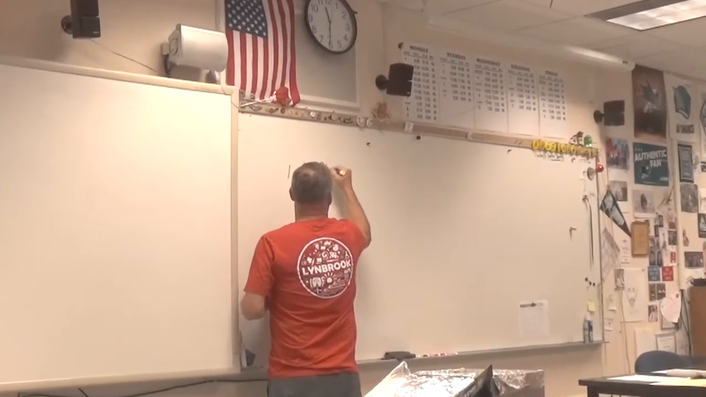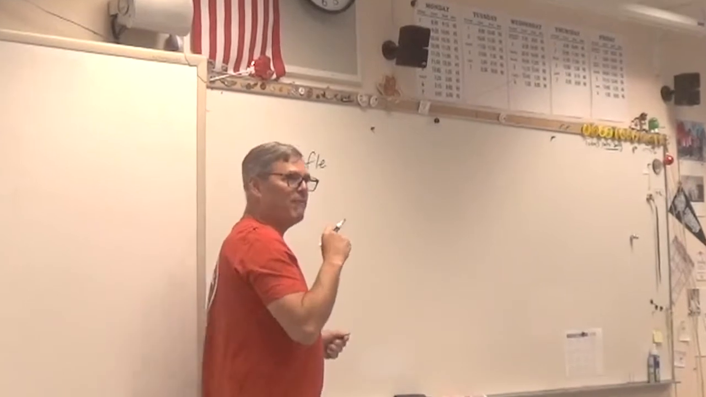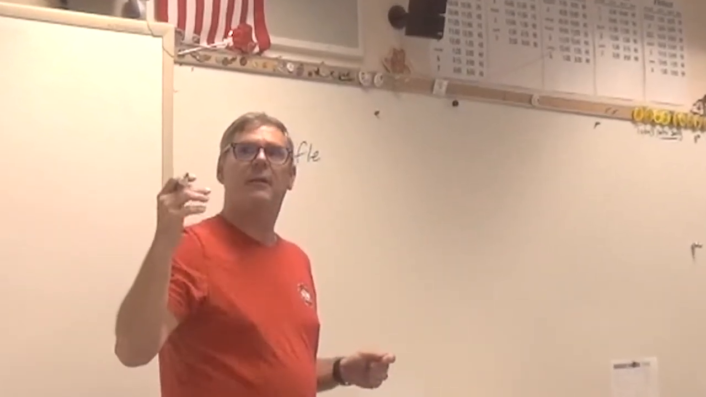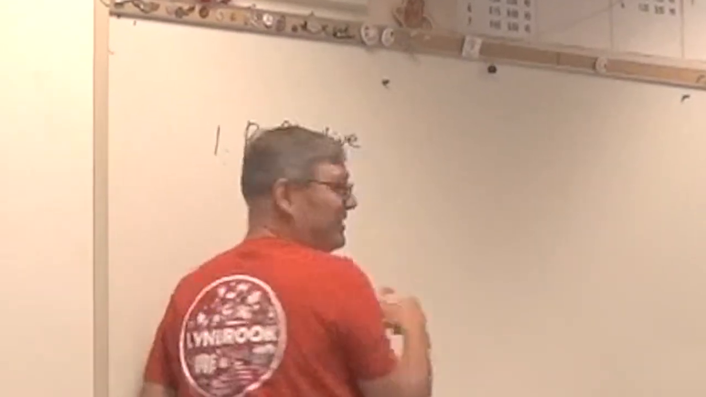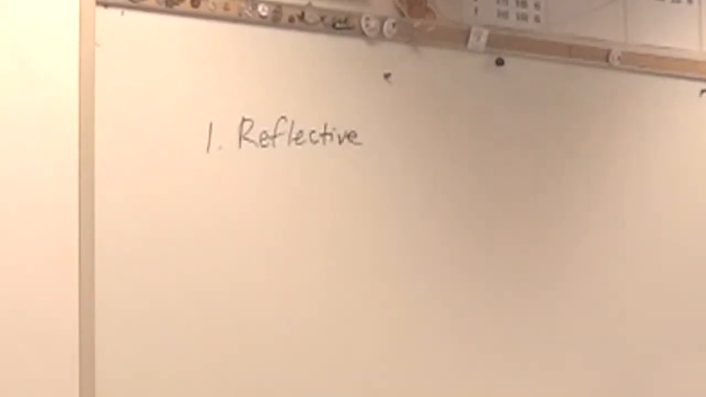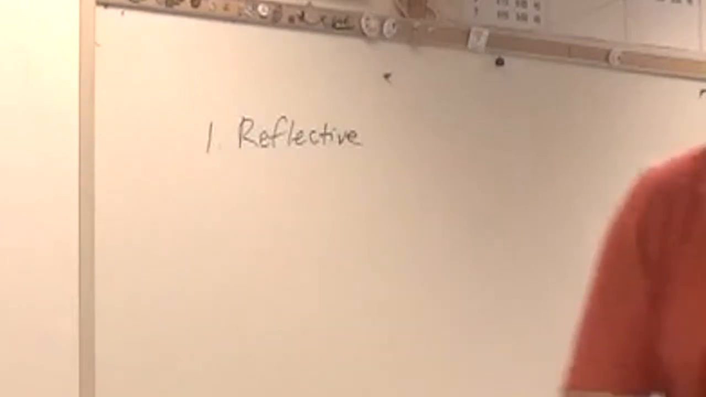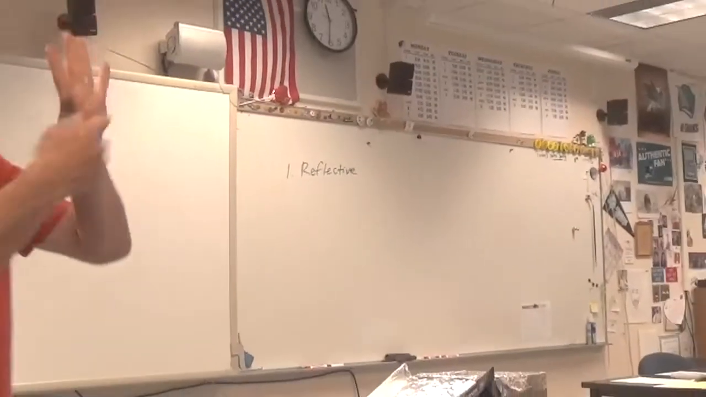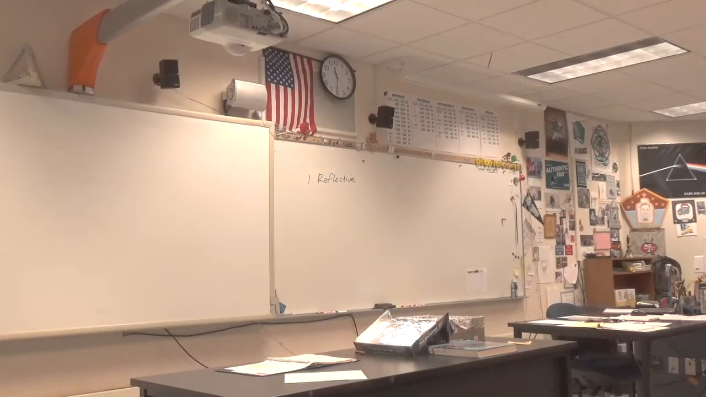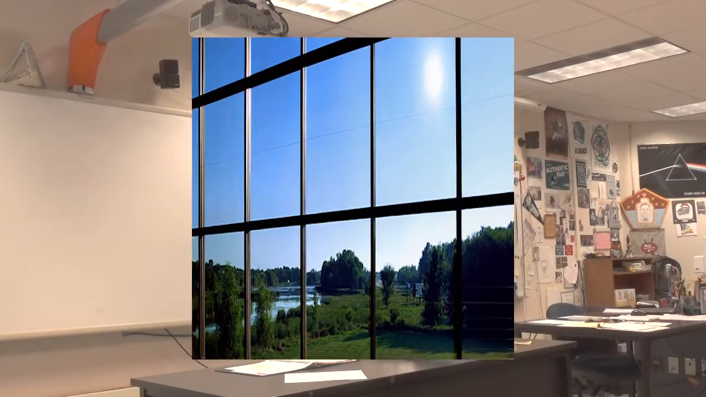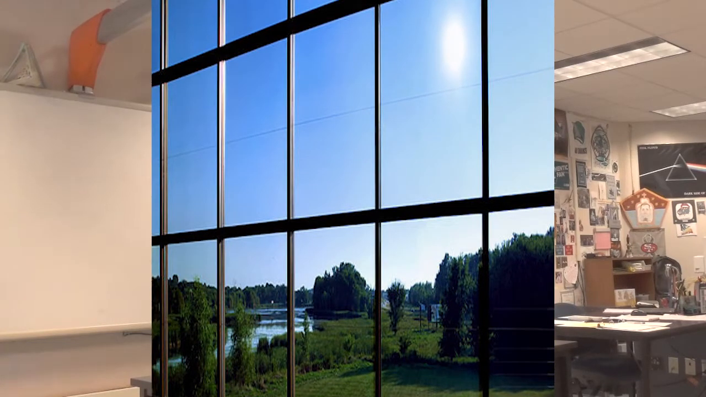Okay, so let me think about the form of the word I want to use. Reflective. We say the surface that the light hits is reflective. Okay, so that's one. There are four things the light can do when it hits a surface. That's the first thing. The next thing is this window: the light hits the window and it comes right through, doesn't it?